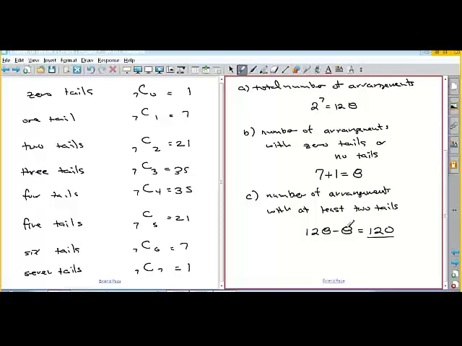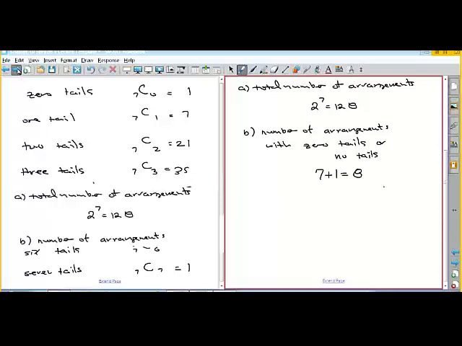The long way would be to go over here and say, well, all of the ones from here downwards have at least 2 tails. This one has 3 tails, which is at least 2. This is 4 tails. So you could add all these up, and you would get 120. Or you can not add them all up, just add these 2 up, and subtract that from the total 128. So that's how those kind of problems work.